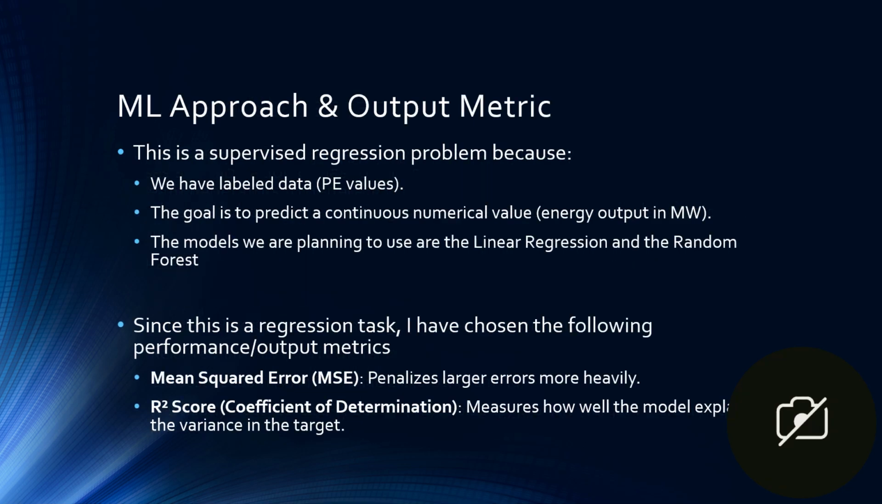Now talking about the machine learning approach and output metric. I perceive this as a supervised regression problem because we have labeled data and the goal is to predict a continuous numerical value. Considering this, the models I'm planning to use are linear regression and random forest. Since this is a regression task, I've chosen the following performance metrics: the mean squared error, because it penalizes larger errors more heavily, and the R square score, which measures how well the model explains the variance in the target.